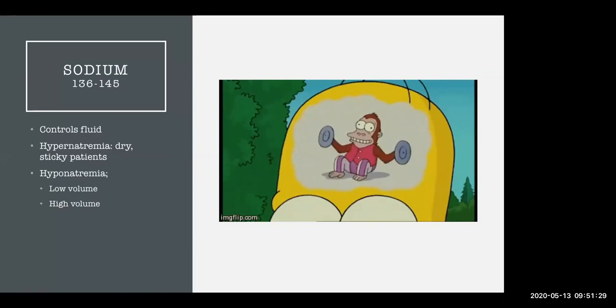Hypernatremia typically occurs in someone who has a low fluid volume, and so the sodium becomes very concentrated. So oftentimes your hypernatremic patients are also hypovolemic. So not only are they going to experience those hypovolemic symptoms like what we just talked about, but they're also going to have those neurological changes that are associated with an elevation in sodium.